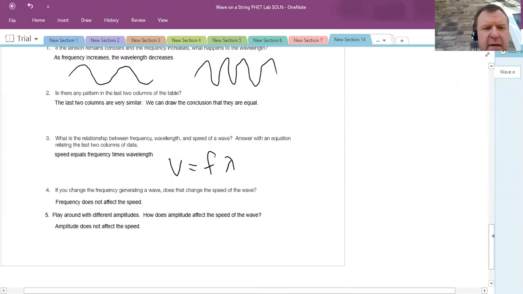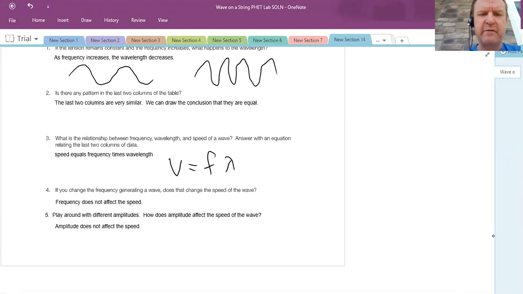And then the other thing, amplitude. I didn't have you take data on that, but if you play around with it, amplitude does not affect the speed either. So if you saw that it did, just go back to that simulation real quickly and take a look at that. Change the amplitude, a small amplitude and big amplitude, time how long it takes to go across. You're going to see it's not going to affect the speed. That's a summary of that lab.